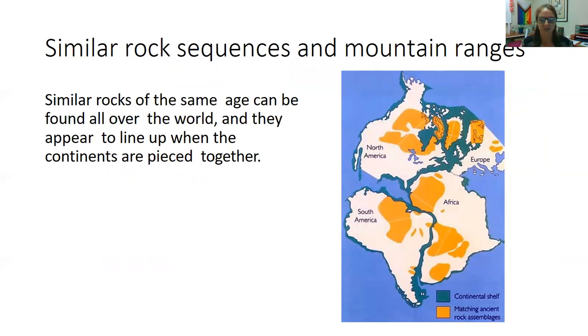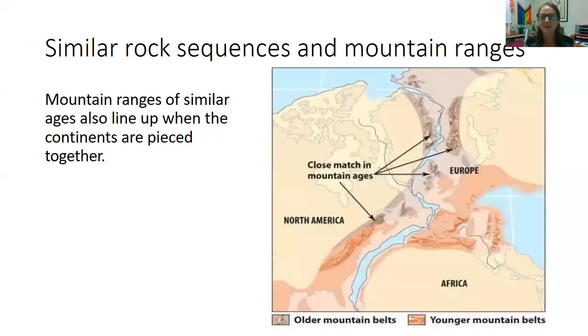So let's talk about each of these. First, the similar rock sequences. Not only does it look like Africa could nestle nicely in between North and South America, we also find very similar rocks of a very similar age that span these continents, almost like these rocks used to be together before breaking apart. The same thing for mountain ranges. We see mountain ranges of a very similar size and a very similar age made up of very similar rocks across continents. And it looks like Europe and North America and Africa used to all be squished together. It looks like they all used to fit together.